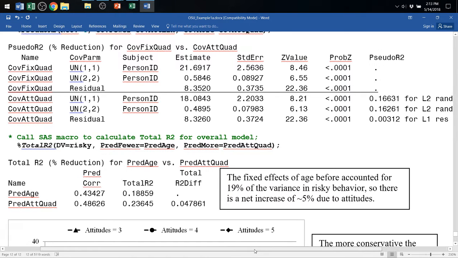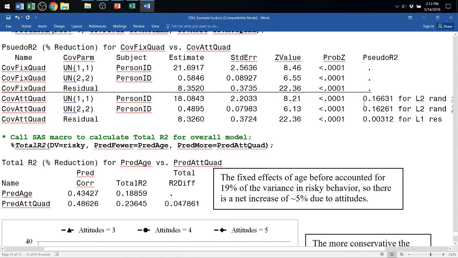And then last but not least, effect size measures. So the main effect of attitudes captured 16% of the random intercept. The interaction of attitudes by linear time captured 16% of the random linear time slope variance, and attitudes by quadratic time captured 0.3% of the residual.